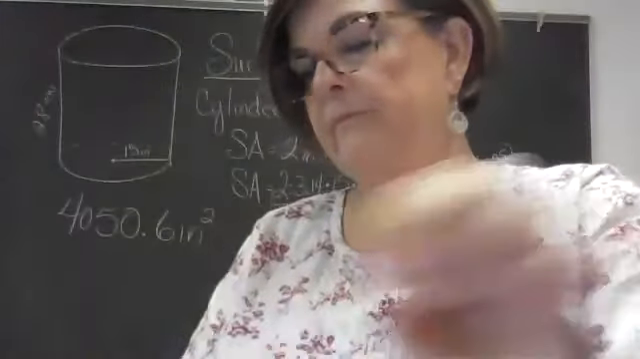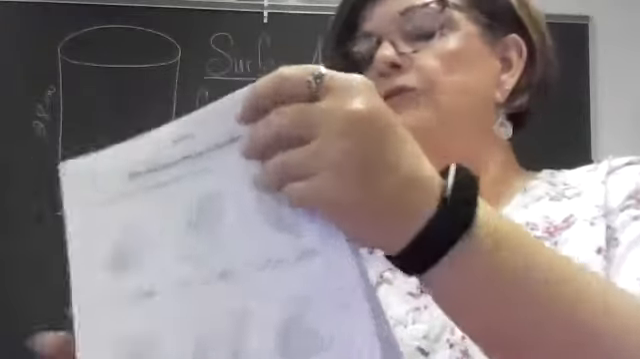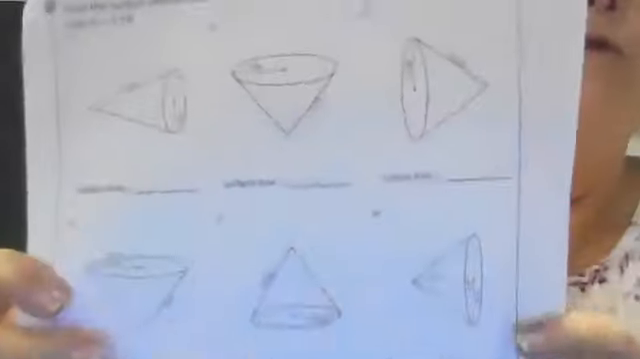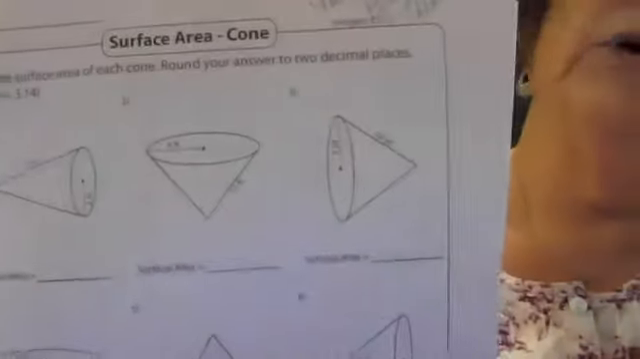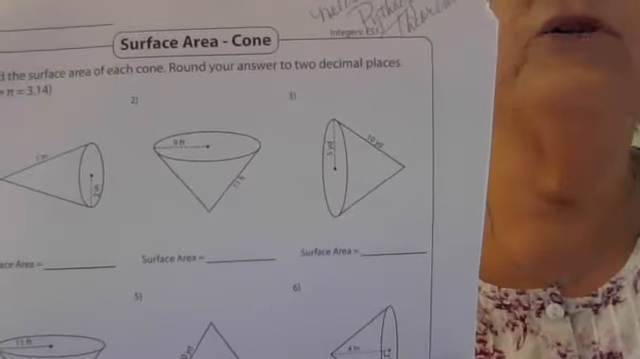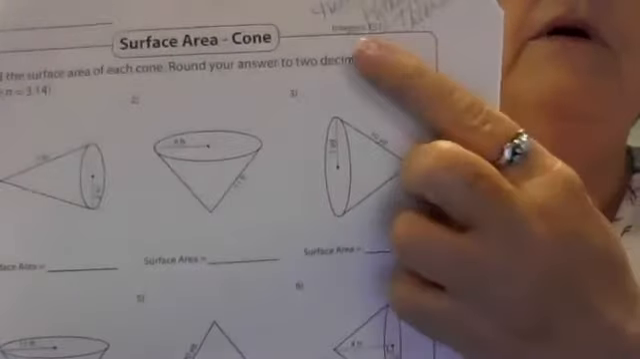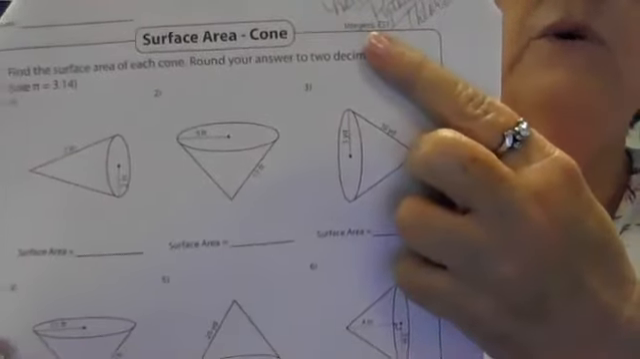Okay. So is page 11. Let's go to the surface area of a cone, page 12. This is the page I'm going to be working on now. Up at the top, it says integers ES1, surface area of a cone.